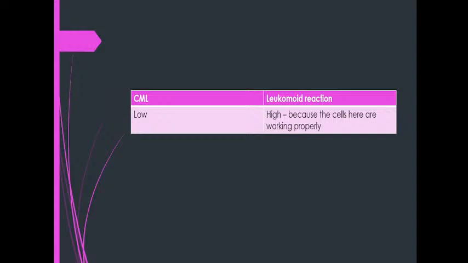Okay? So low siya in CML. Why? Because these cells are abnormal. They don't really function. Remember, although there's a lot of WBCs in leukemia, these cells are not functional. Some of them, their job is to just multiply and multiply. Okay? So for patients with leukemoid reaction, the granules are working, there is functioning phagocytosis, and that's the difference between these two.